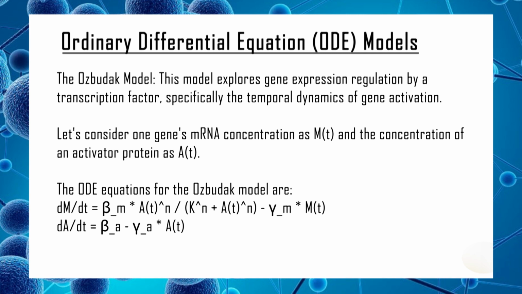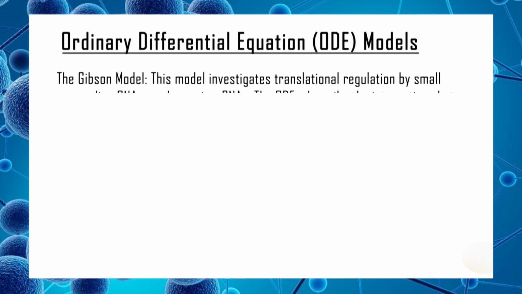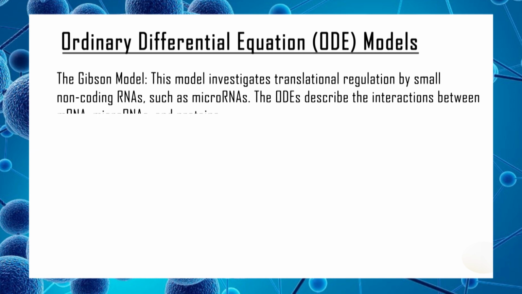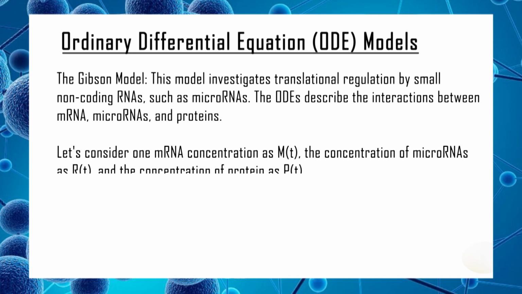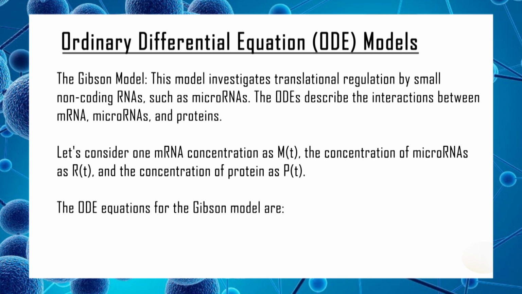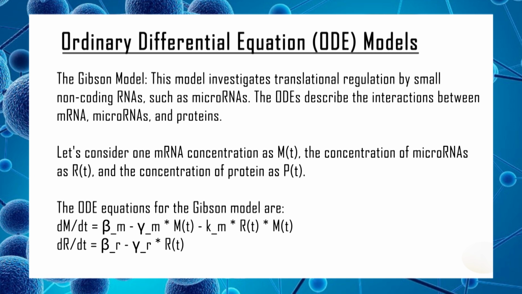The fifth model is known as the Gibson model. This model investigates translation regulation by small non-coding RNA such as microRNA. The ODE describes the interaction between mRNA, microRNA and protein. The model demonstrates how microRNA can modulate protein expression level by binding to target mRNA and inhibiting translation.